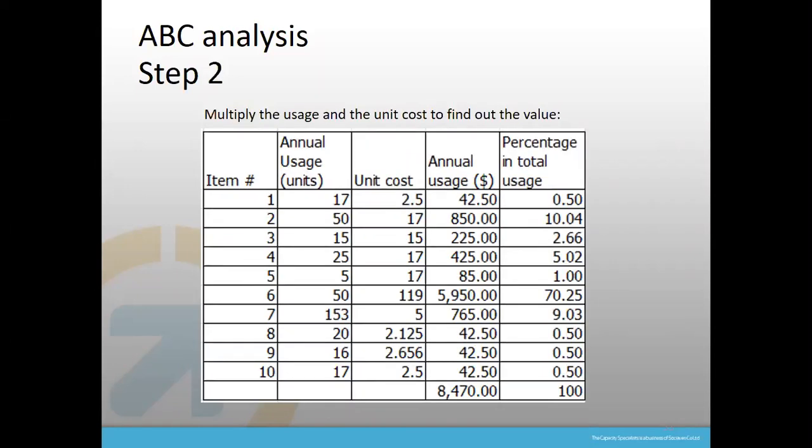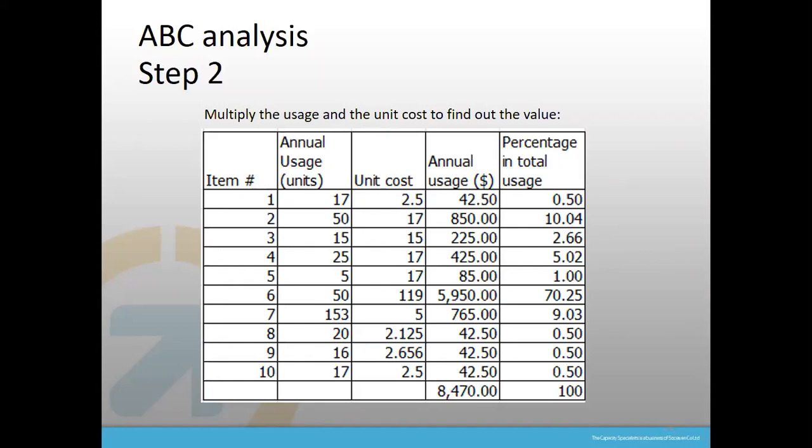We calculate the annual usage. So item number 1, I use 17 per year, and each costs $2.50, so the total is $42.50. This is my annual usage, and this is my annual inventory value for this item. Yes? If you have a question, send a message, right? For item number 2, 50 units costing $17, so the annual usage is $850. Yeah, this makes sense, right?